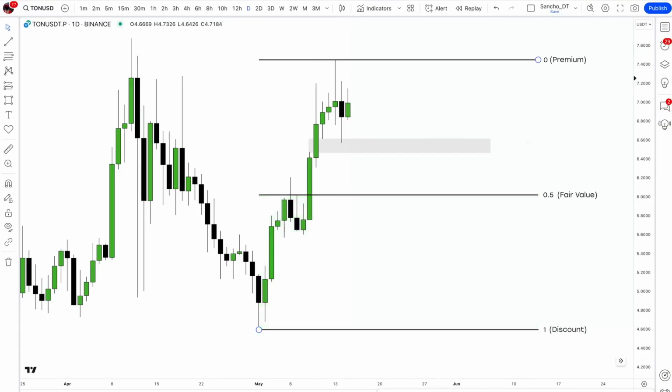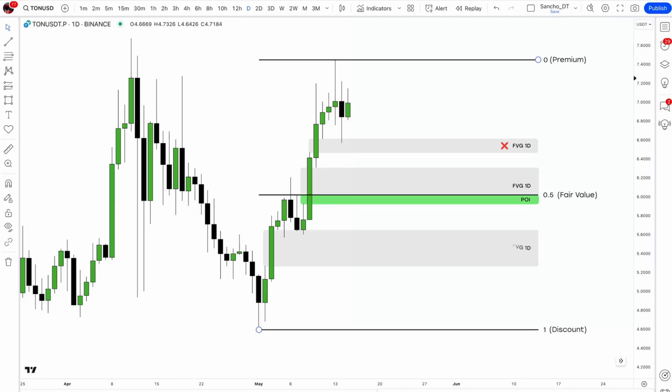Any imbalance encountered along the correction path in the premium market zone should be skipped, as the likelihood of successful execution is very low. If an imbalance covers both zones, premium and discount, it becomes much more interesting. Such situations are fairly common. The optimal strategy here is to work only with the part located below the 0.5 level, making it our first zone of interest for opening a long position.